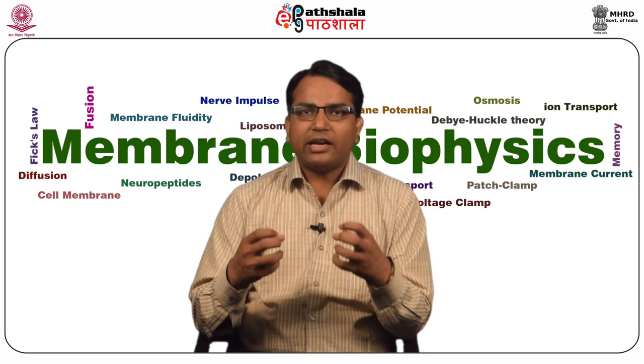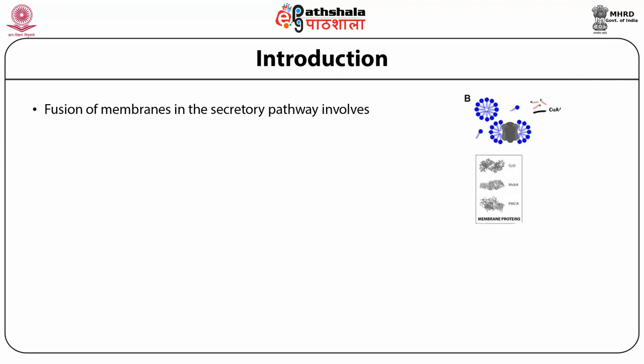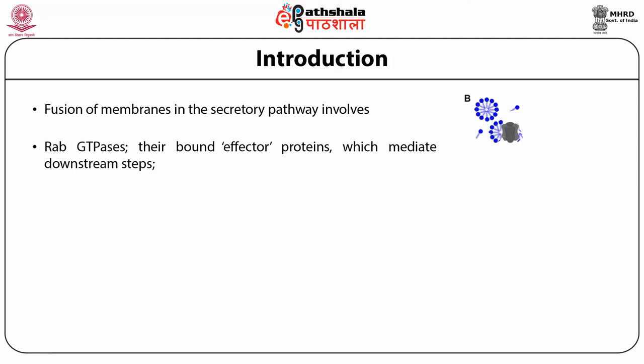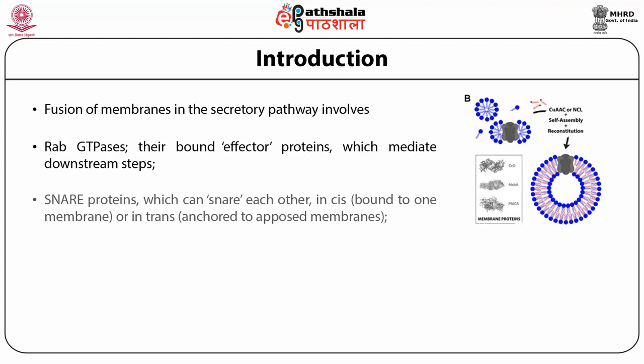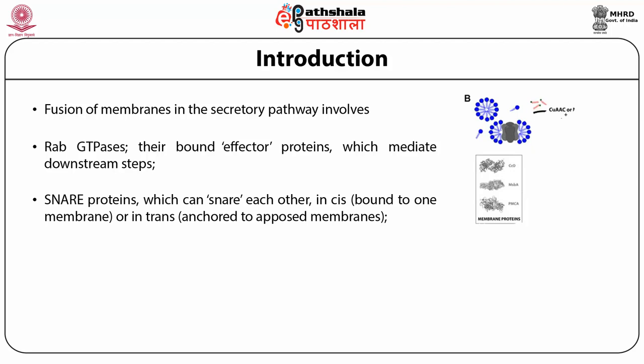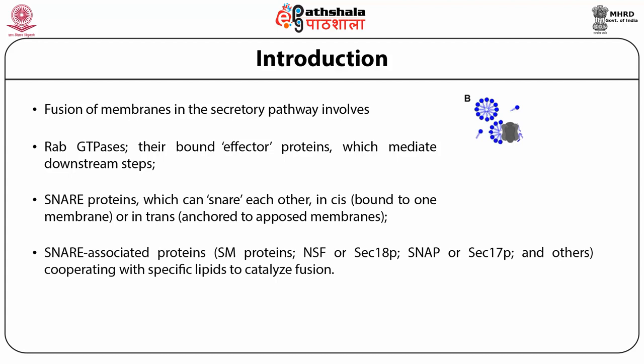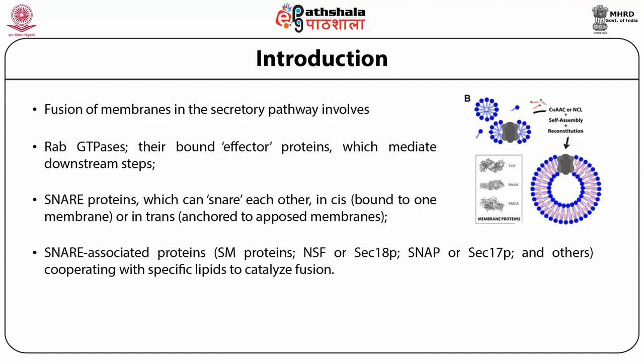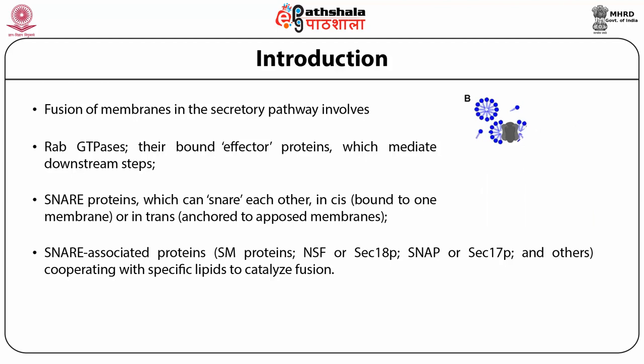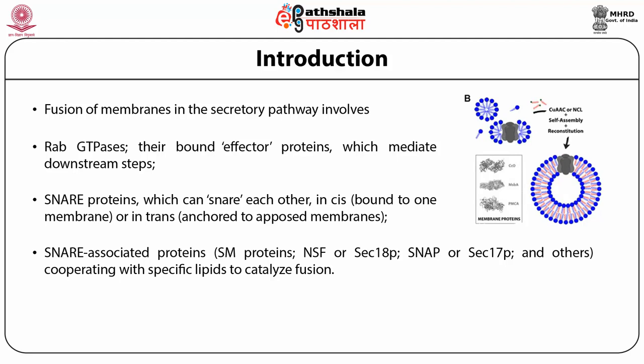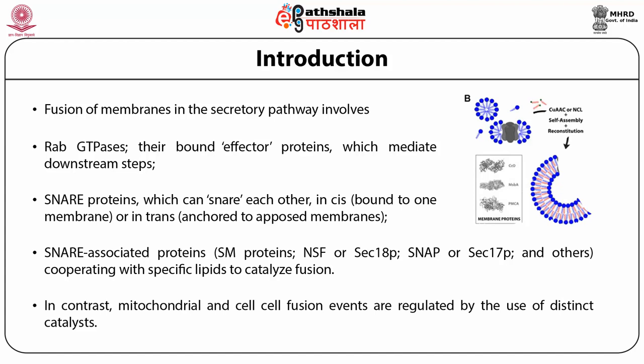So fusion of the membrane in the secretory pathway involves Rab GTPase. Their bound effector proteins mediate downstream steps, and SNARE proteins, which can interact with each other in cis, when these proteins bound to one membrane are in trans position when anchored to the opposed membrane. SNARE-associated proteins, also known as SM proteins, for example NSF, Sec18p, SNAP, etc., cooperate with specific lipids to catalyze the membrane fusion. So these three proteins, Rab, SNARE and SNARE-associated proteins, are involved in the fusion of secretory membranes. In contrast, mitochondrial and other cellular events are regulated by distinct catalysts.